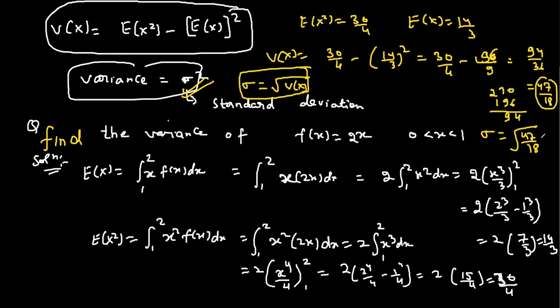Understood? Variance can be anything, but variance is always positive. This is also very important. Variance is always greater than or equal to 0. This is very, very important. Check it.